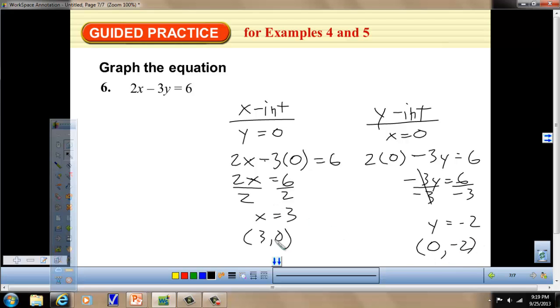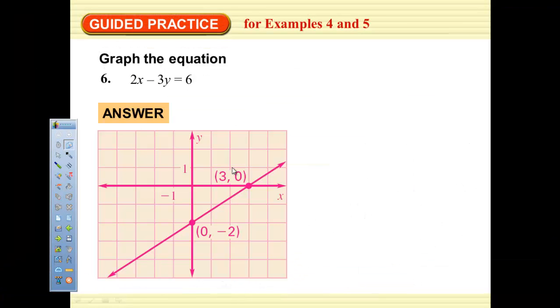We're going to end up plotting (3, 0) on the x-axis, and (0, negative 2) on the y-axis. And if we do that, it looks something like that. There's (3, 0), and this is (0, negative 2). I was going to talk, by the way, again about the points on the x-axis. This is (1, 0), (2, 0), (3, 0), (4, 0). So all of those have y equals 0.